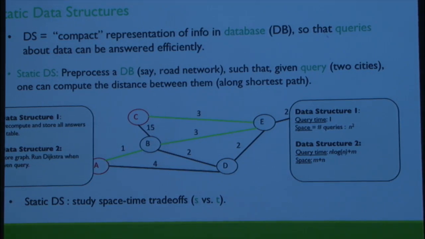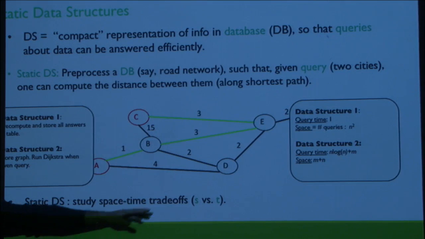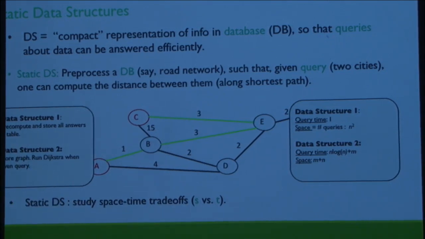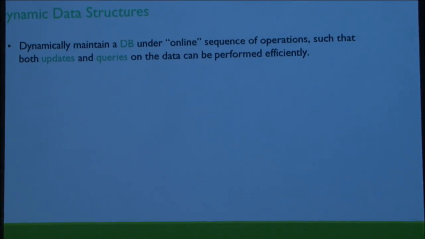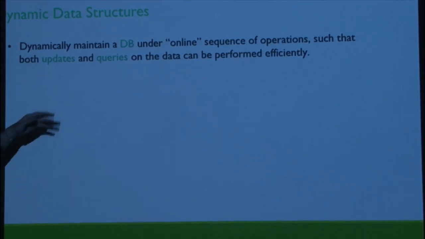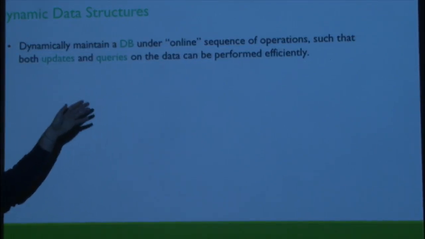This is exactly the question that static data structure lower bounds try to study, the trade-off between time and space. In the dynamic model, our database is not given in advance, but is rather evolving over time in an online fashion. So the goal is to maintain an online sequence of interleaved updates and queries as cheaply, as economically as possible.